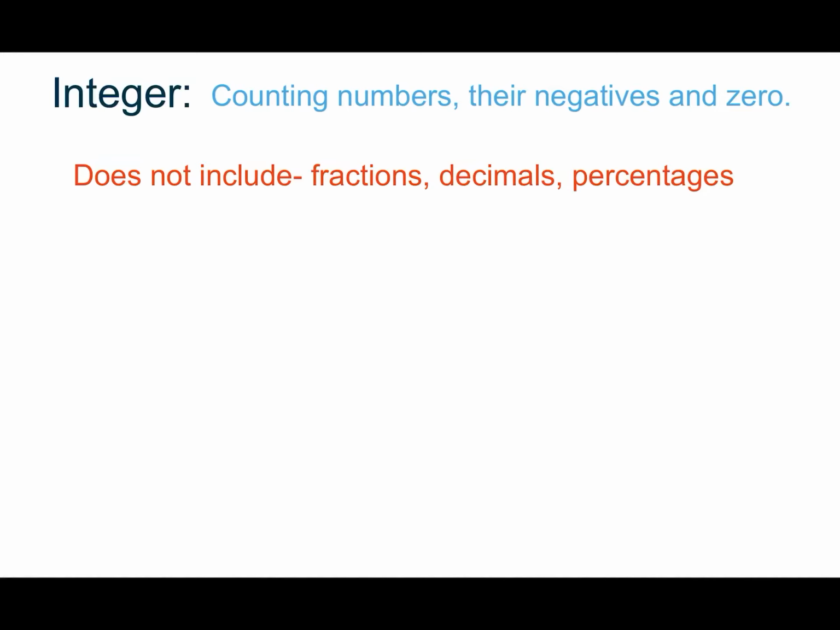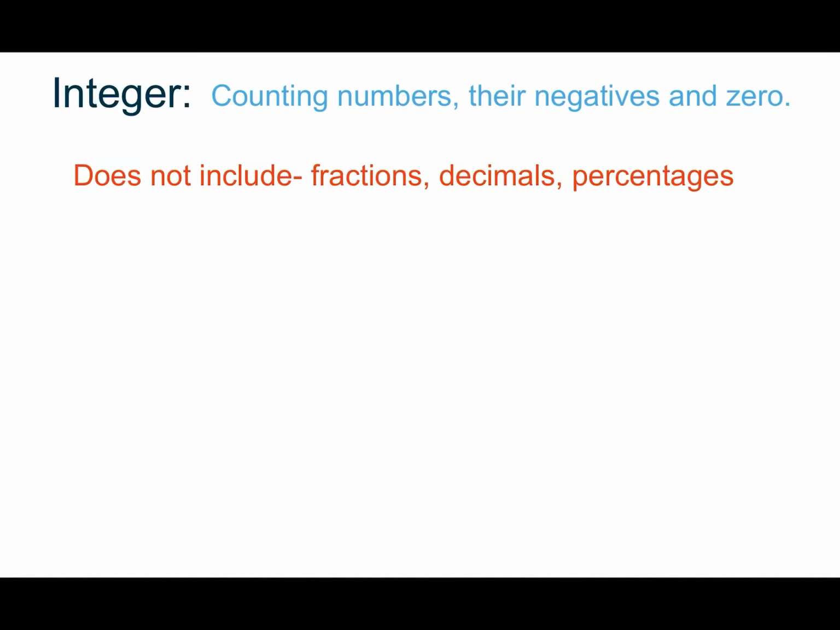So first of all, what is an integer? An integer is a counting number, okay? Any negative number is also an integer, and 0 is an integer. So what that doesn't include is fractions, decimals, or percentages. So you can count up from negatives, and you can count positives.